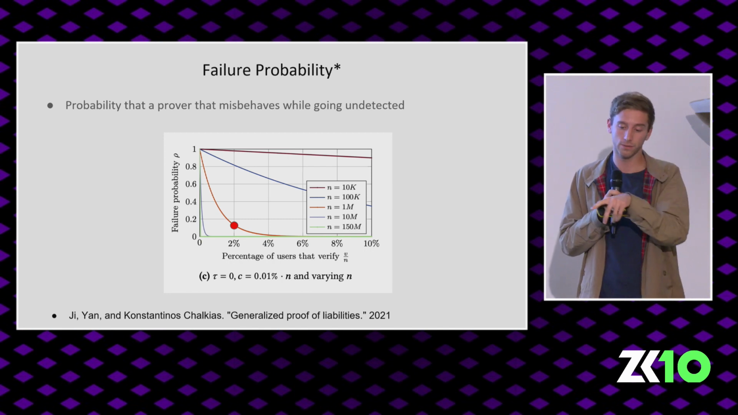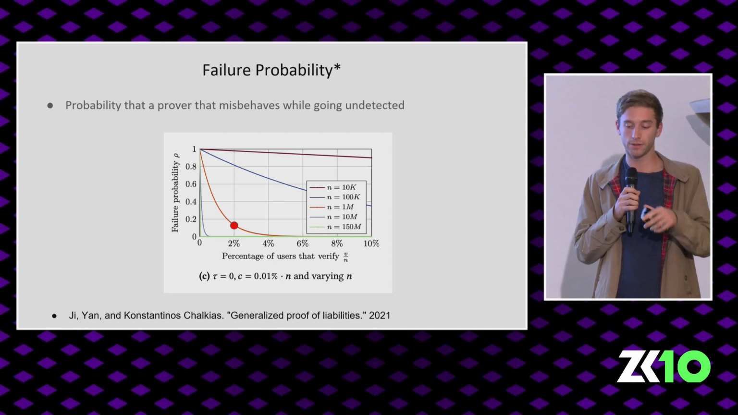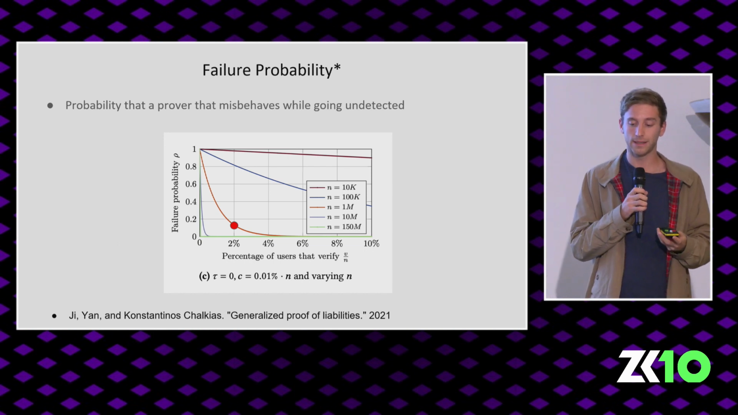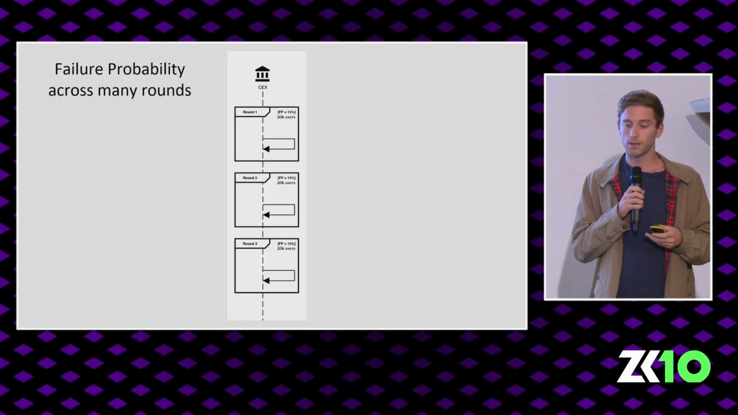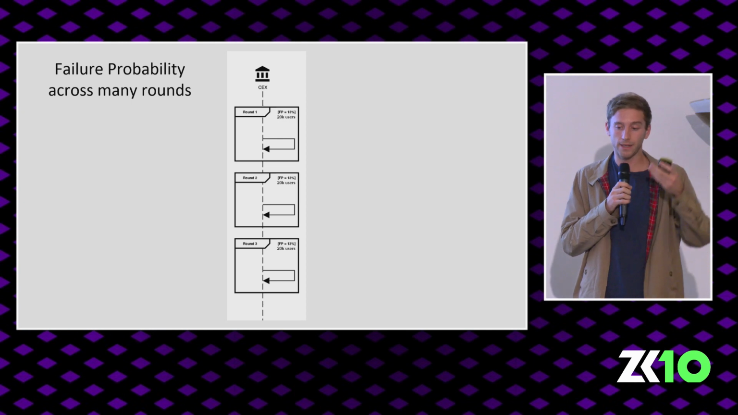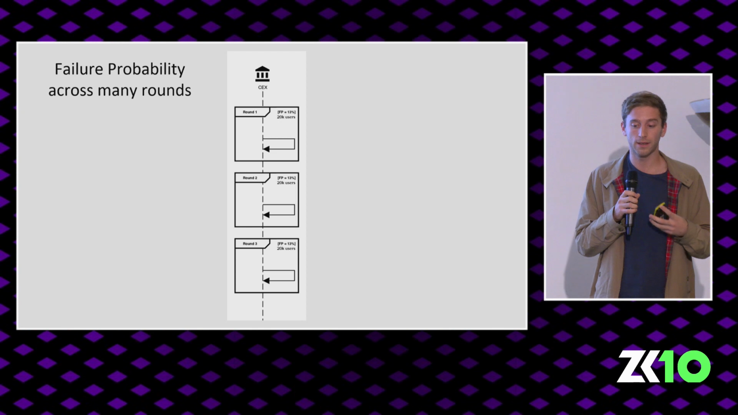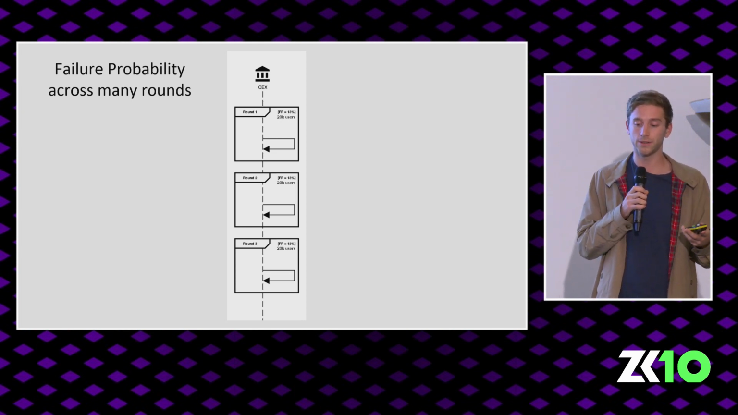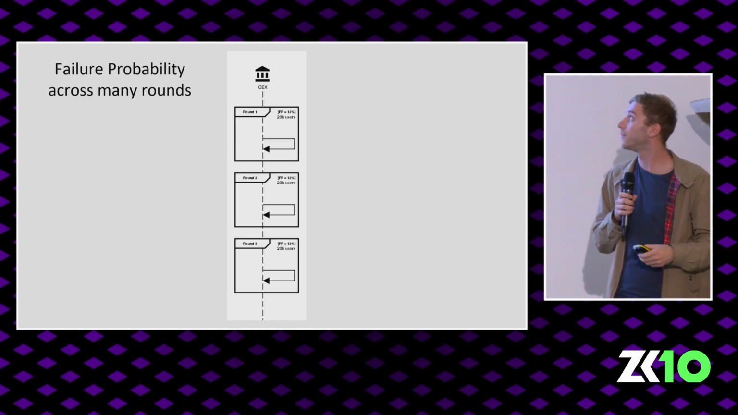On the y-axis, we see the failure probability. In this case, it's around 0.13. So it means that there's a 13% chance that the exchange can perform this malicious action and go undetected. As we said before, there are many rounds, and as you can see, for each round, if we keep the assumption that there are 20K users performing the verification, the failure probability is always the same, 13%.